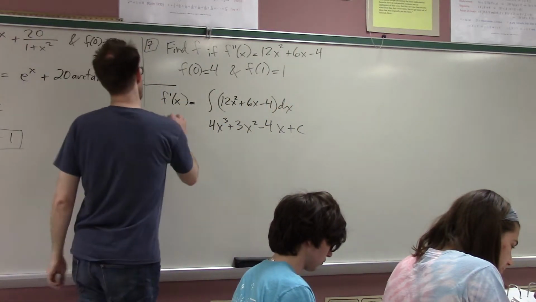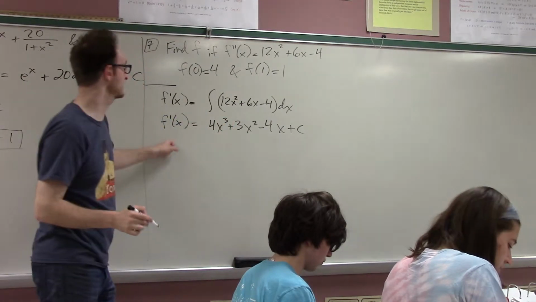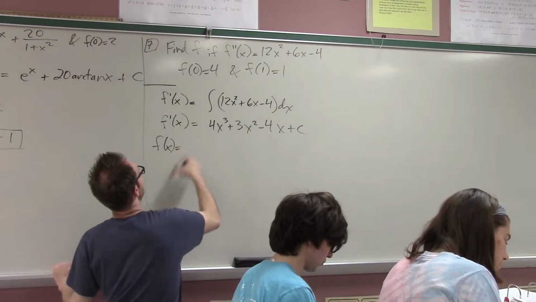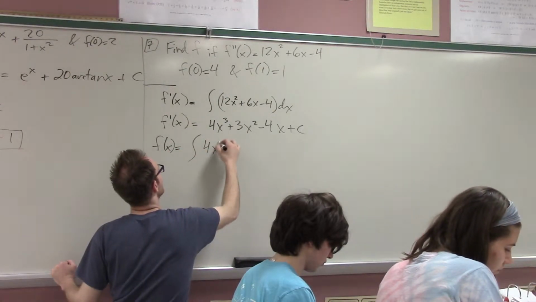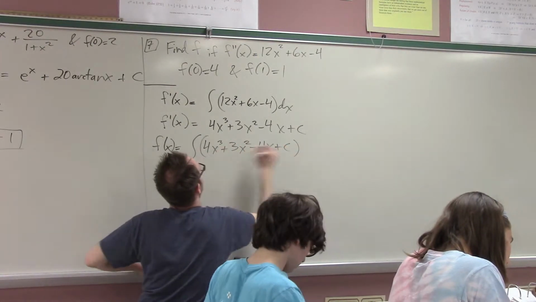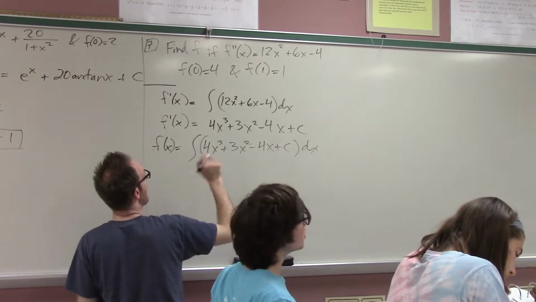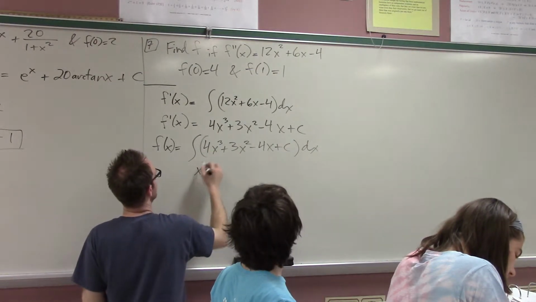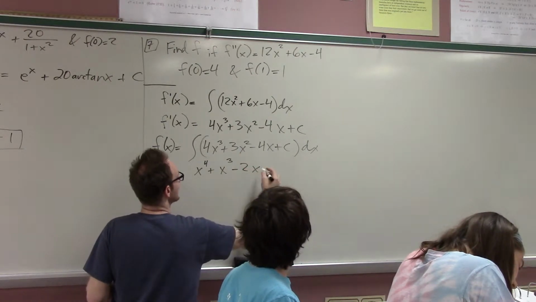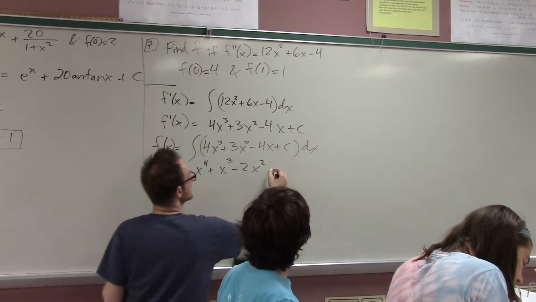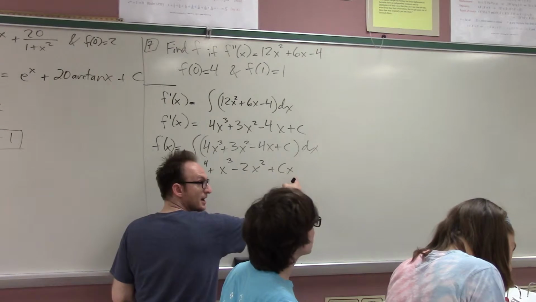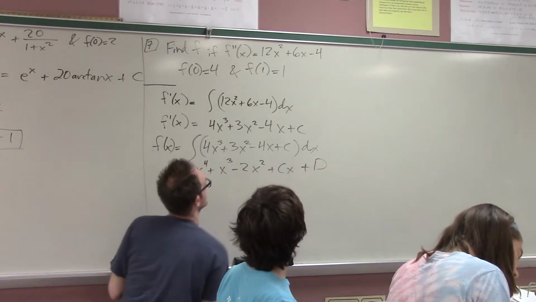This is f prime, right? But I do know that if f prime looks like this, then I can just differentiate again, right? So what is f? Well, f must be an antiderivative of all that. And if I do that, I'm going to get x to the 4th plus x cubed minus 2x squared plus cx, because the antiderivative of a constant is just going to be cx. Plus d, or something.